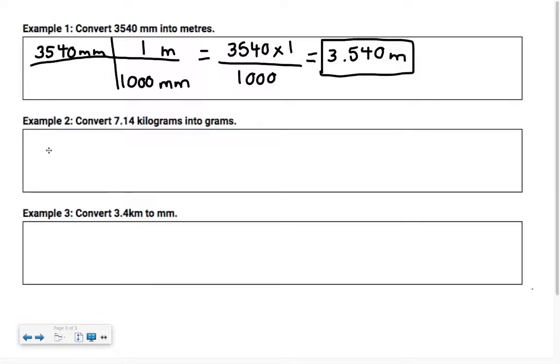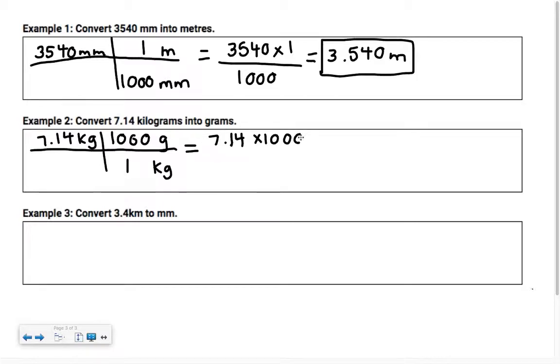Let's look at converting 7.14 kilograms into grams. So I'm going to write 7.14 kg, and I'm drawing my little table here. I've got kilograms on the bottom, and what I would like to end with is grams. So I'm thinking again about the relationship here. There are 1,000 grams in 1 kilogram. So I'm going to multiply across the top, 7.14 times 1,000, and then divide by what's on the bottom, divided by 1. 7.14 times 1,000 is 7,140, divided by 1 is just 7,140 grams.